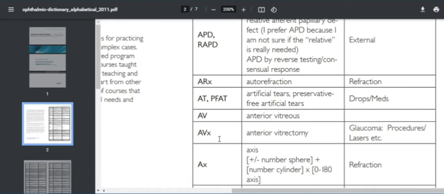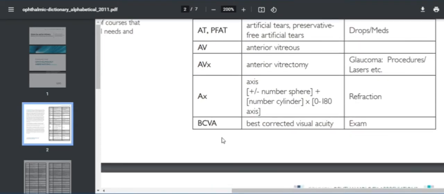Many times the consultant does anterior vitrectomy. So there are anterior vitreous and posterior vitreous; there are different names depending on what part of the vitreous it is. AV, anterior vitrectomy, that is AVX. Now AX, that is the axis. BCVA, that is the best corrected visual acuity.